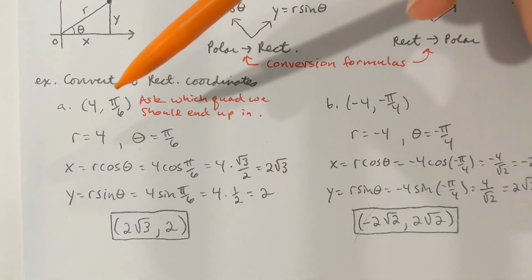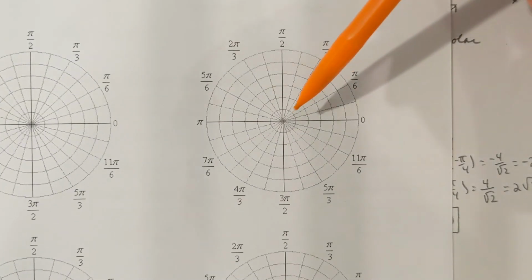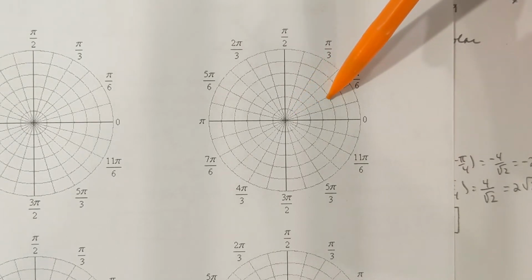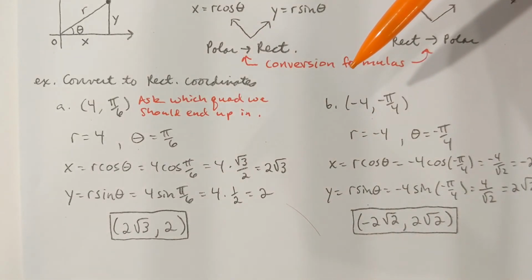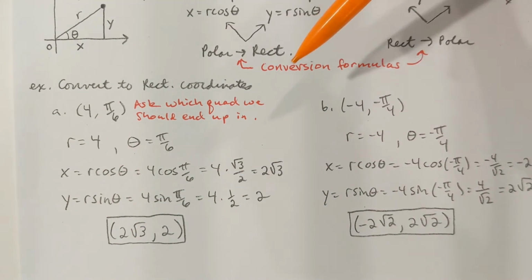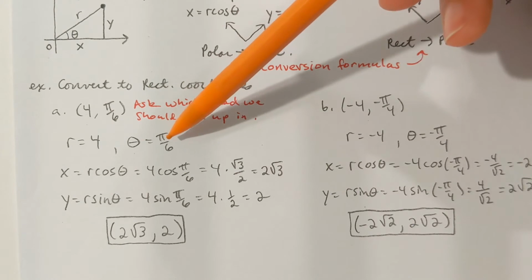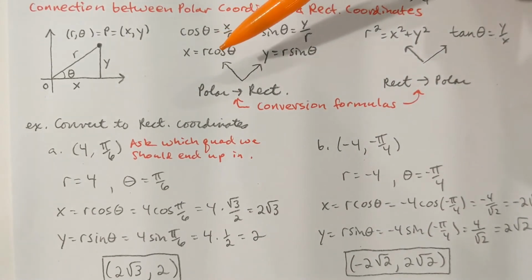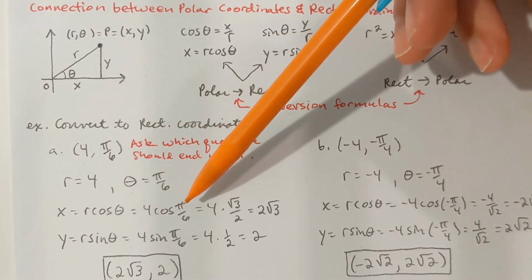So if I were to plot the point (4, pi over 6) on the polar grid, here's the pi over 6 axis, and I would go out 4 units there. And here'd be that point, which is in quadrant 1. So when I go to rewrite this point in rectangular form, I want to make sure that I'm still in quadrant 1. r is 4, theta is pi over 6. To get x, I need to compute r cosine theta, or 4 cosine pi over 6.